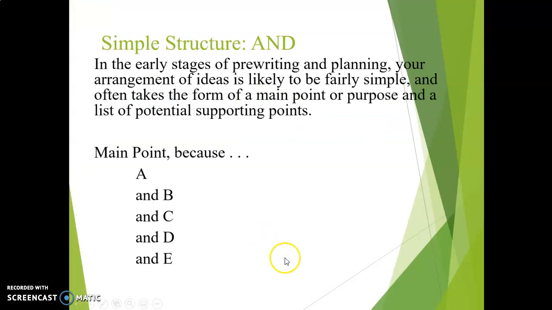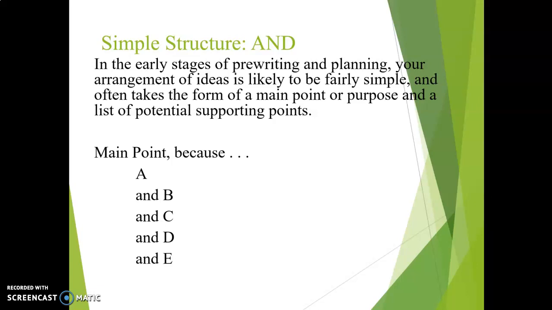All right. So, when you start planning your essay, you always are actually thinking in transitions. But usually we rely on "and" to be our common connector. In the early stages of writing, your arrangement of ideas is pretty simple. And you often just think, okay, I'm going to make a main point, which is my thesis. And then it's because I have all these reasons, A and B and C and D and E. This is usually how we first structure our essays. We have a list of supportive points that are linked with "and."